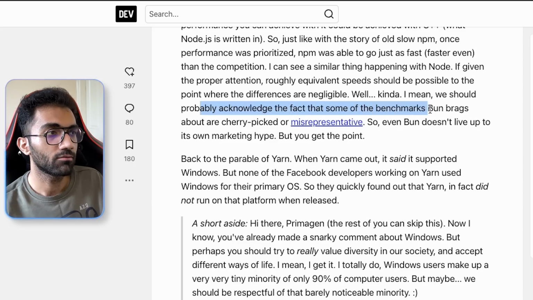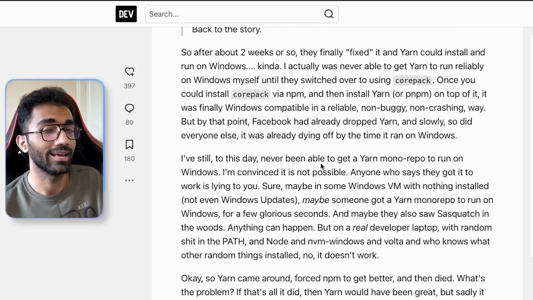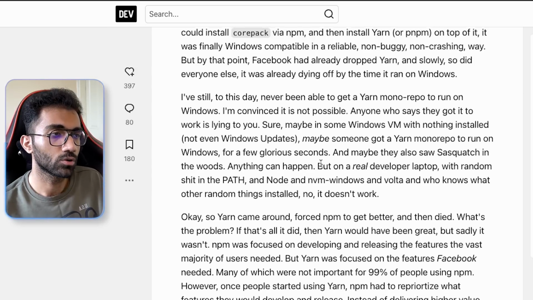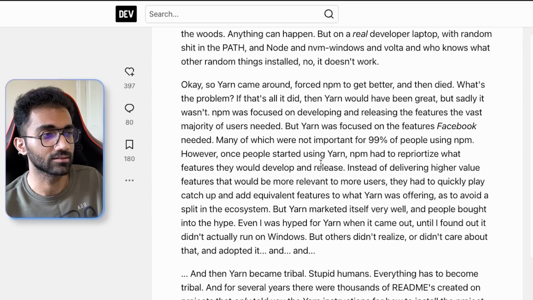You should probably acknowledge that some of the benchmarks Bun brags about are cherry-picked or misrepresented. Yeah, I mean, installations and everything is a little ambiguous all the time, because there are network speeds, there are your computer, your SSD, what you are running it on. So they will go ahead and post the best benchmark available to them on the Bun website. That's okay. So this little rant is about Yarn not working on Windows, which I agree is important, and Bun still doesn't work on Windows that well. So that's also one thing which again I think is valid.